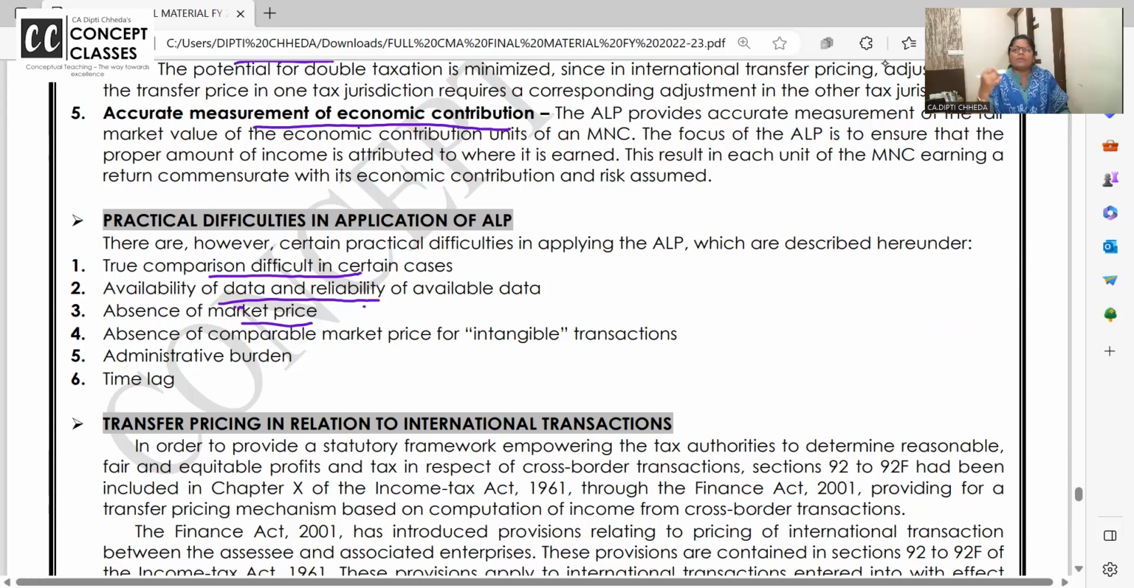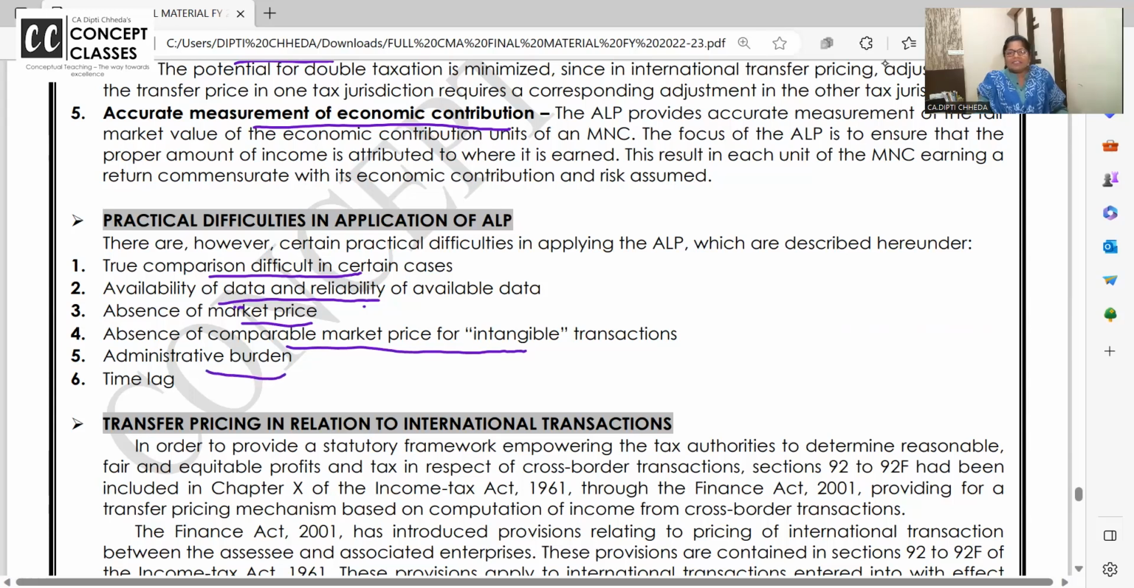Sometimes a market may not be there. I'm just selling to my sister concern, not selling anywhere else. I'm just selling a part-manufactured product to my sister concern and then they are manufacturing the main product. It may happen that no other price is available. I can't go by the CUP method. So a market comparable price should be available.